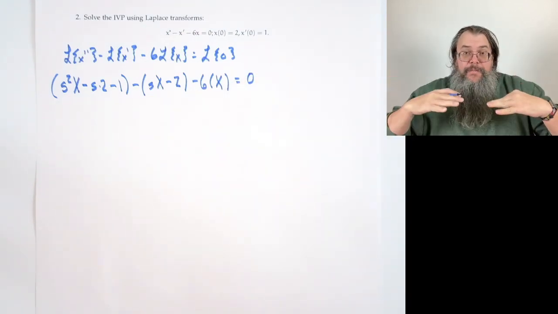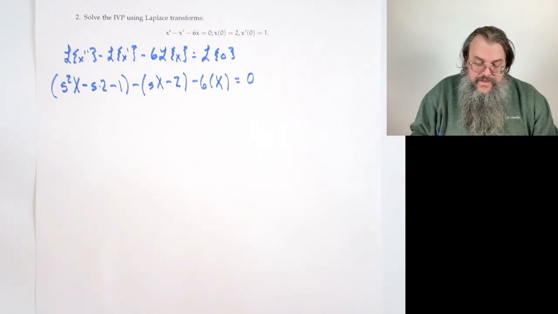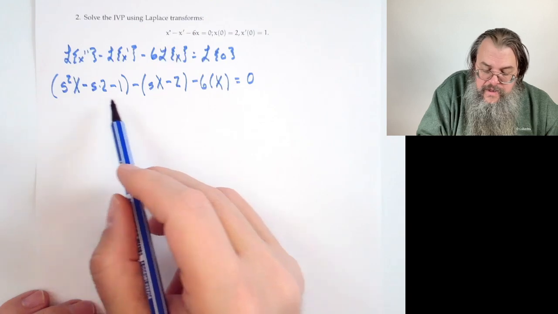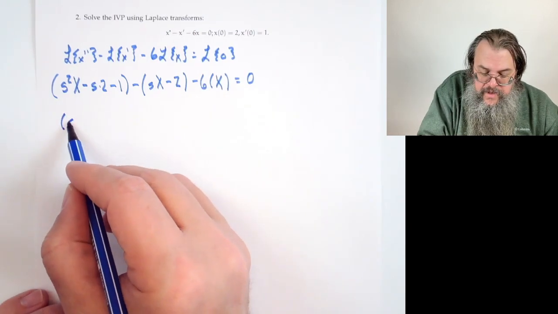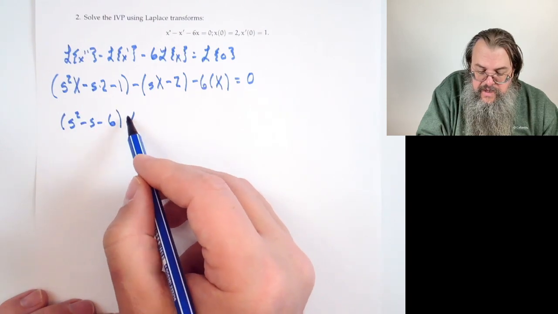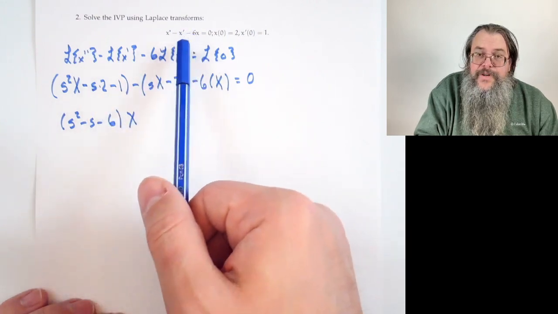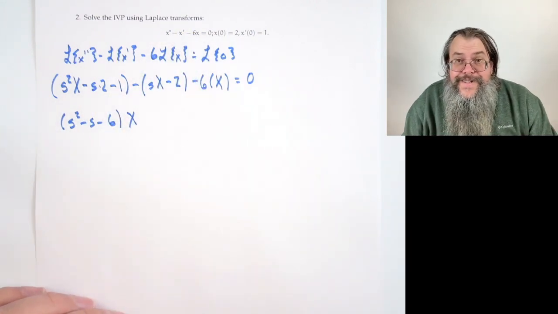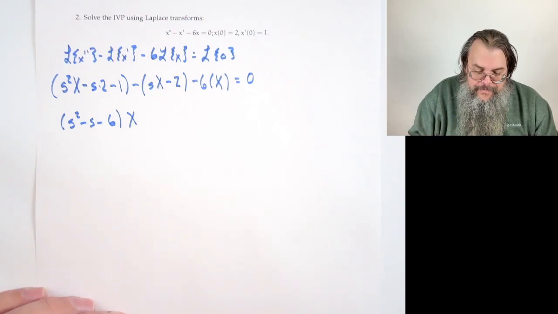Now, so we've taken the Laplace transform. That's the first step. Step 2, solve for X. Well, all right, we see s squared X, sX, 6X, so we just gather s squared minus s minus 6 times X. And you will see, that looks amazingly like the original differential equation. Not a coincidence. It should. If it doesn't, oops, fix it.